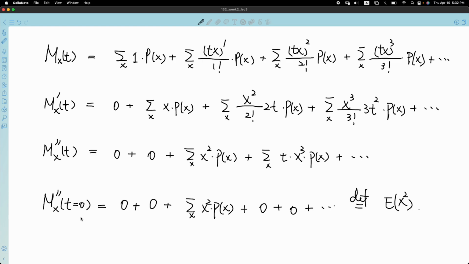So that concludes the introduction of the moment-generating function. Is there any question or comment so far before we proceed to some examples?